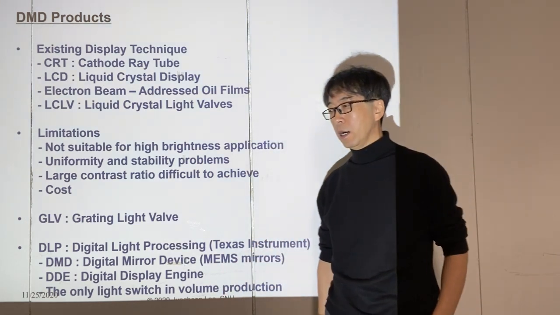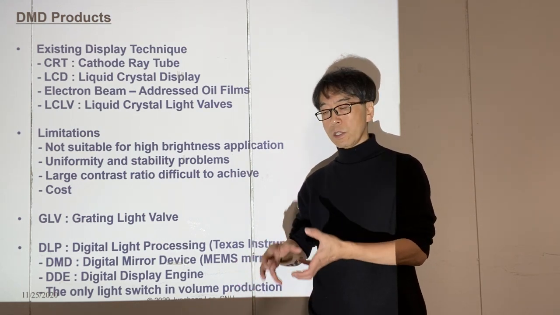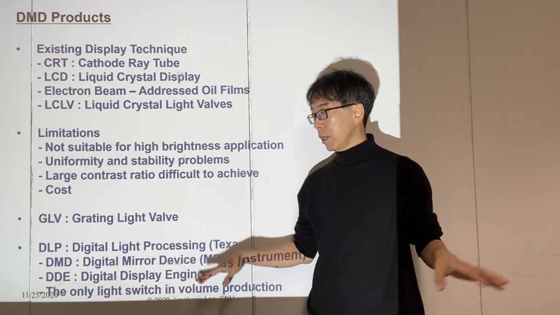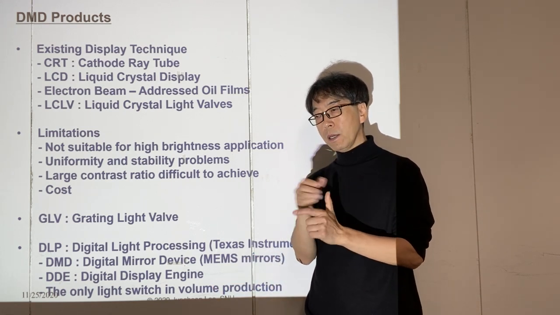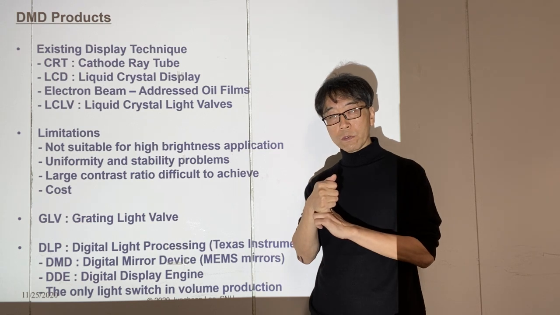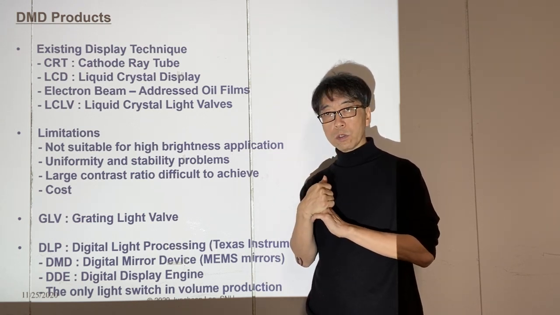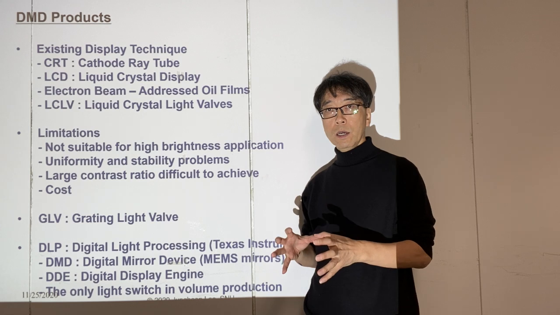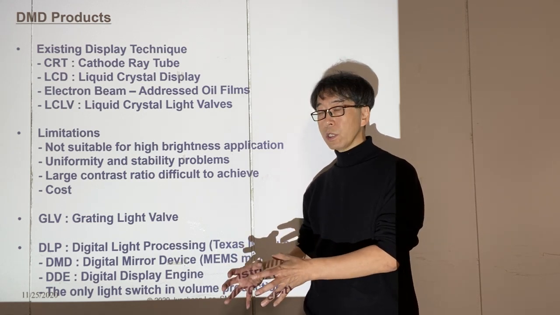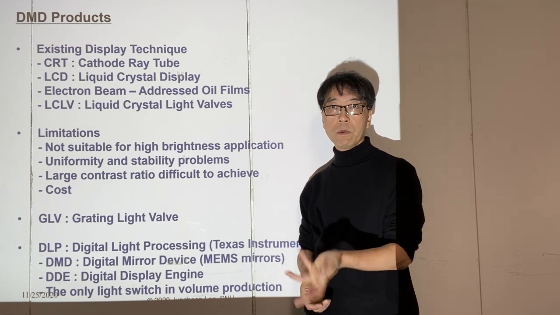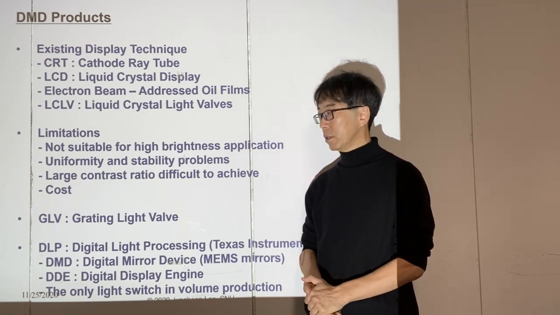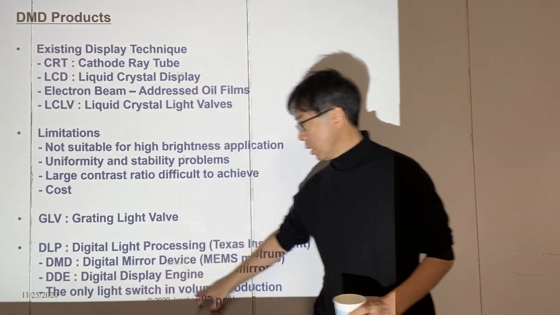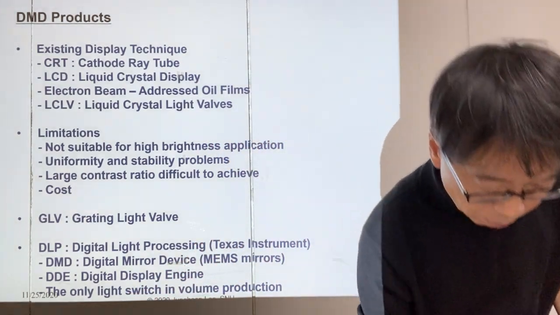So TI, they don't sell the projector. They sell the heart, the core of this projector engine, DDE only, all around the world. They are the single vendor. So Sony purchased from TI, Samsung purchased from TI, LG purchased from TI, Chinese companies purchased, Huawei purchased from TI as well. And then they use this engine to construct the projectors and experimental devices, scientific devices as well, of high performance. They're amazing, right? So TI is the mother of all these things. It's the only light switch in volume production nowadays.